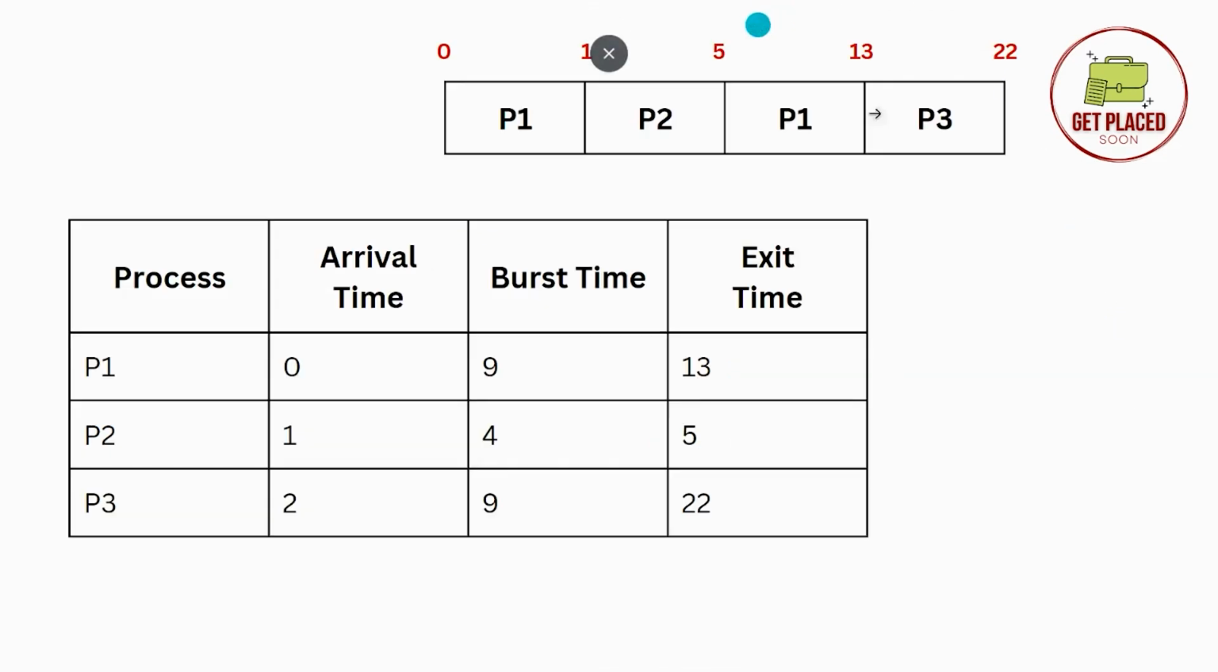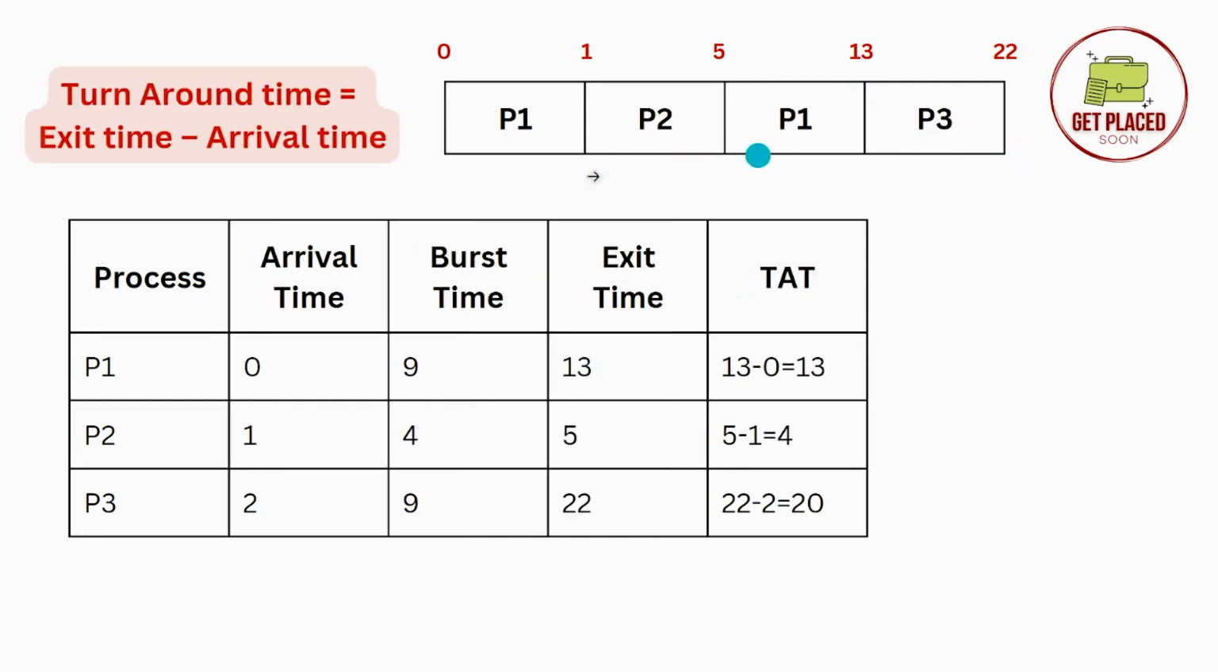Now, noting down all the exit times of the processes. P1 completed its execution at point 13, P2 completed at 5, and P3 completed at 22. So, with the help of this exit time, we can calculate the turnaround time. Turnaround time is equal to exit time minus arrival time. So, 13 minus 0 is equal to 13, 5 minus 1 is equal to 4, 22 minus 2 is equal to 20. This is how we calculate turnaround time.